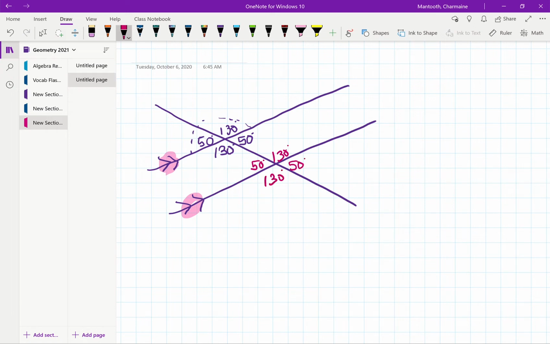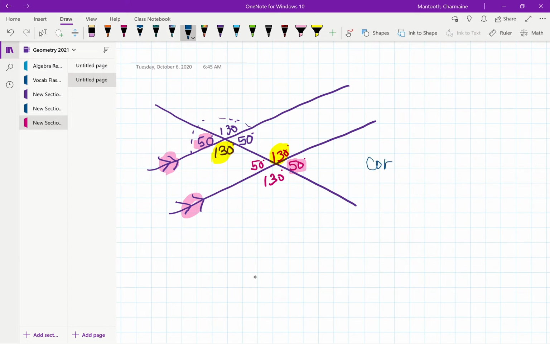So why is that important to know? Because any 2 angles that I pick here along these parallel lines are either going to be congruent or supplementary. So I either have 2 130-degree angles, or I could have 2 50-degree angles, or I could have one of each, a 130 and a 50, which would be supplementary. So when we have parallel lines, these angle pairs are congruent angle pairs.